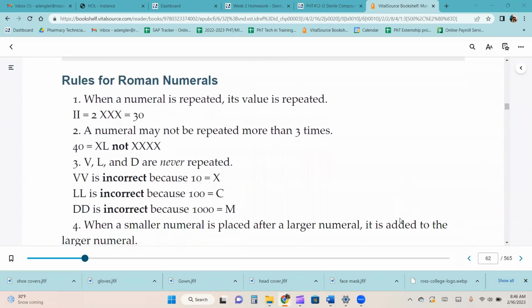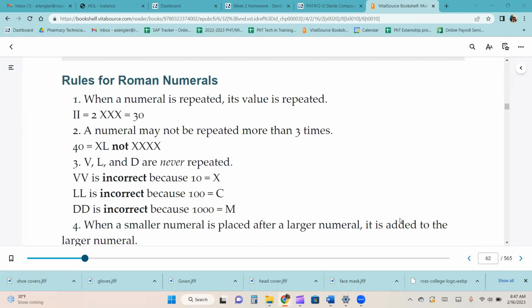All right, so now we're at the rules for Roman numerals. Number 1, when a numeral is repeated, its value is repeated. So 2 I's is 2 and 3 X's is 30. Number 2, a numeral may not be repeated more than 3 times. So 40 is XL, not XXXX. Number 3, V, L, and D are never repeated.